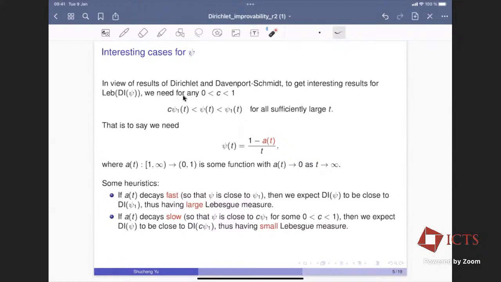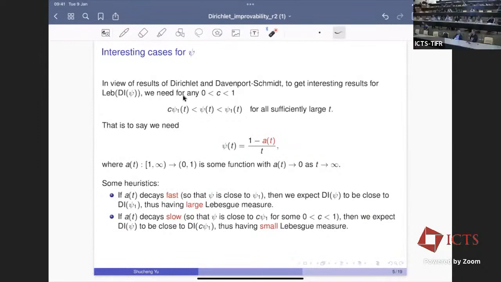So for the remainder of the talk, we will always just consider this kind of approximating function. It's always of this form, 1 minus a(t) over t, and a(t) decays.